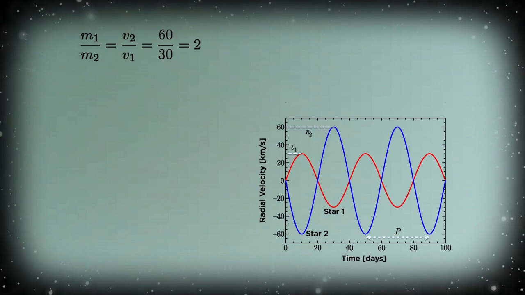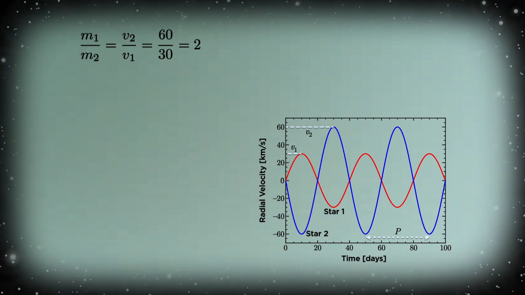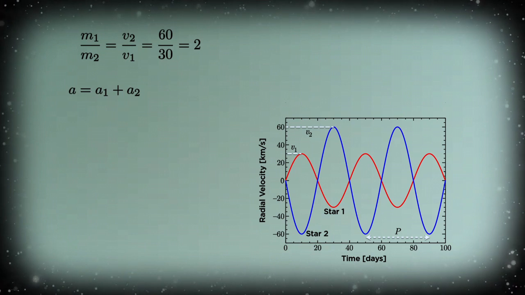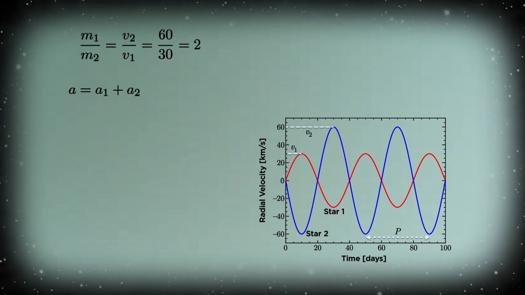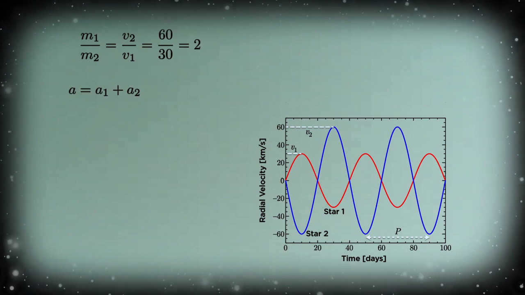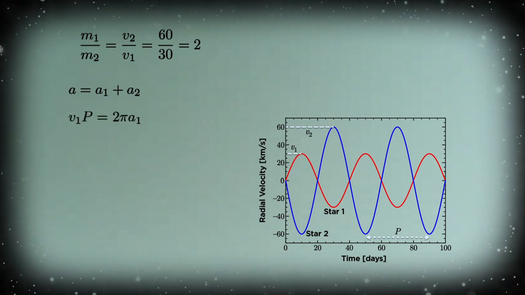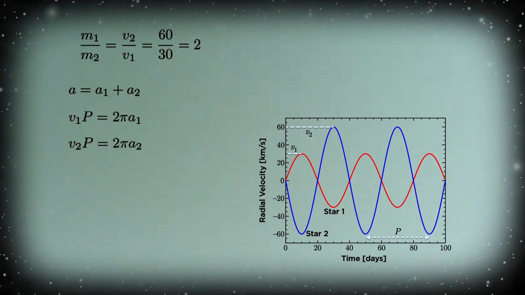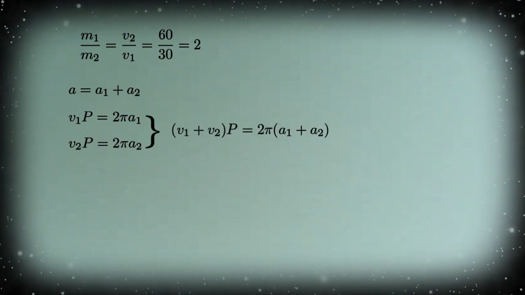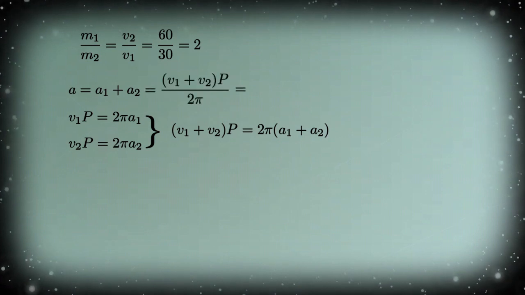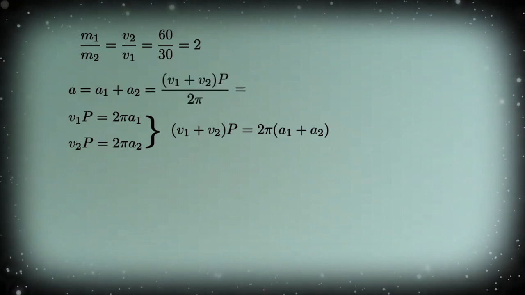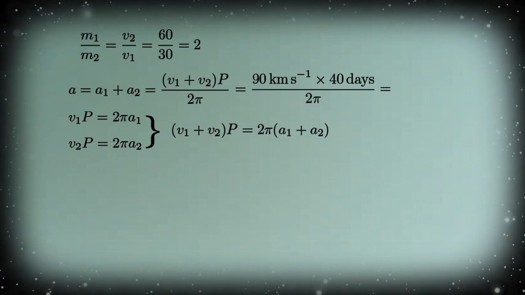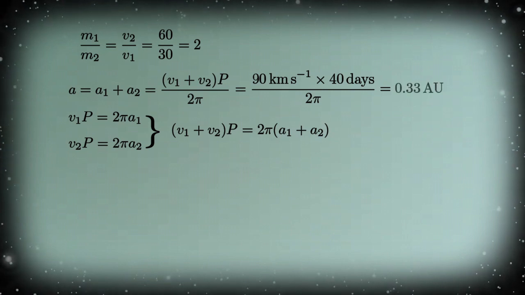But what is A? A is the separation between the stars. It's the sum of A1 and A2. We can calculate A1 by remembering that over one period, star 1 travels the full circumference of its orbit. So V1 times P has to equal 2 pi A1. Likewise, V2P equals 2 pi A2. Add those together and solve for A, and we get V1 plus V2 times P over 2 pi. That's 90 kilometers per second times 40 days over 2 pi. And when we convert all the units, it comes out to be a third of an AU.